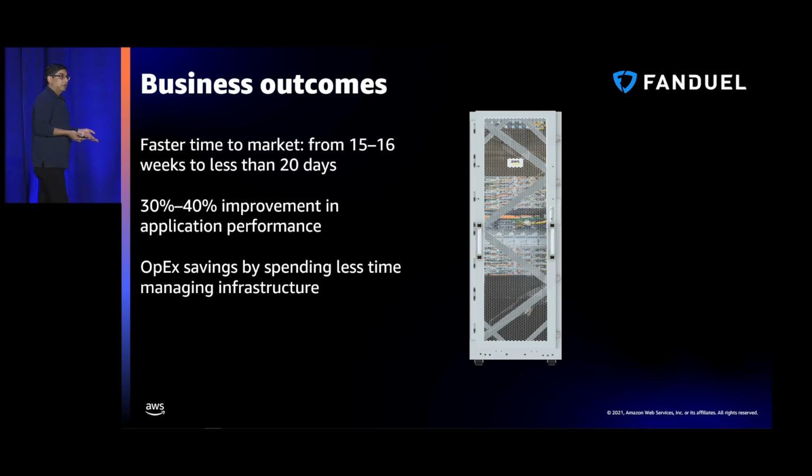The other piece was the 30 to 40% improvement in the application performance because now there were no major differences in the hardware they were provisioning. It's the same hardware that's landing in state X versus state Y. So that helped them have the same uniform performance across their platforms. And then the amount of operational expense saving that they got, because now they didn't have to manage the infrastructure and the developers were now building the capabilities that they want to offer for enabling the fantasy sports.